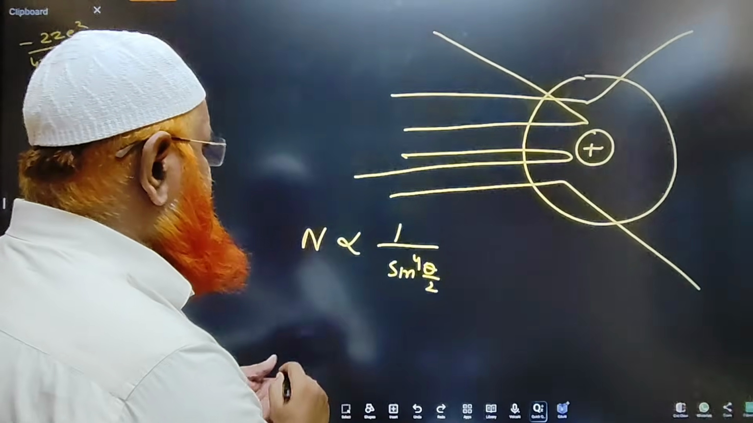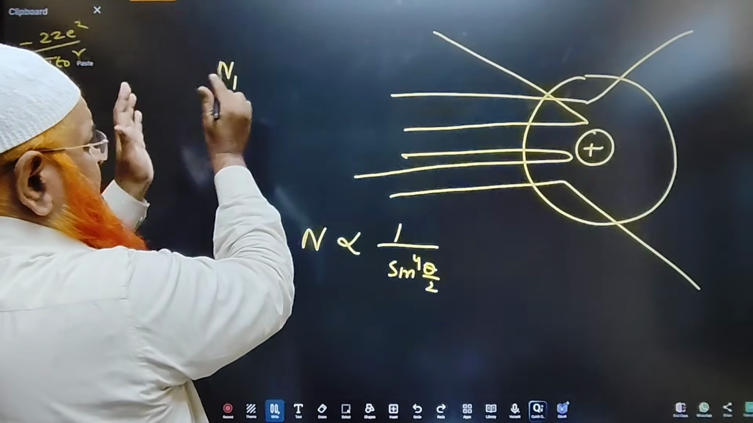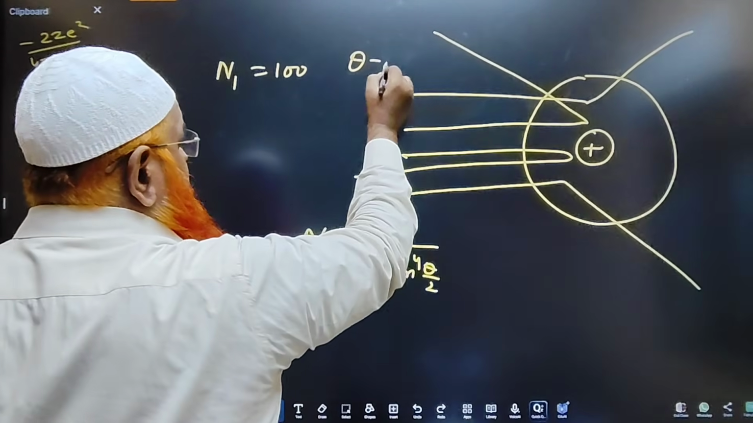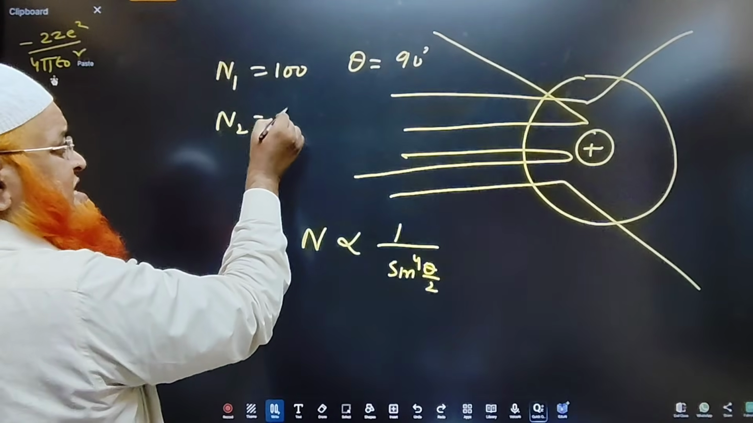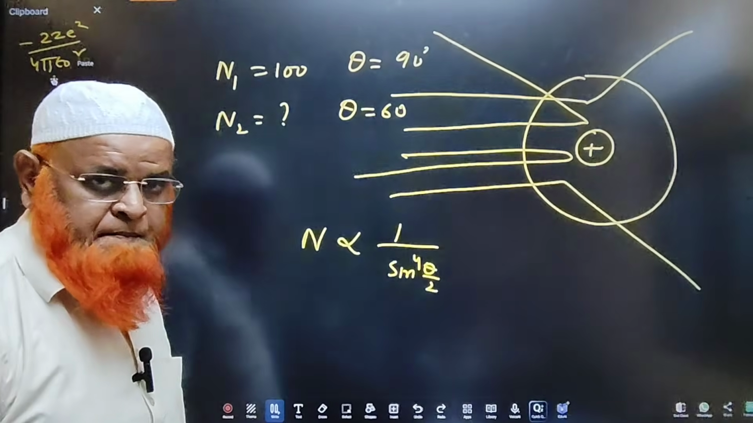Understand? Okay. For example, scintillations are 100 when theta is equal to 90 degrees. Then what is the number of scintillations when theta is equal to 60 degrees, he is asking.